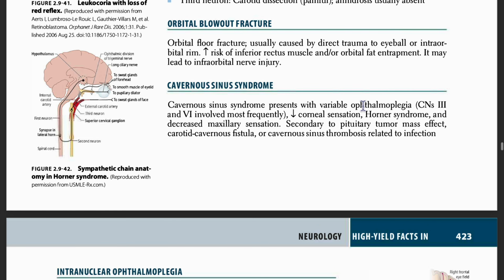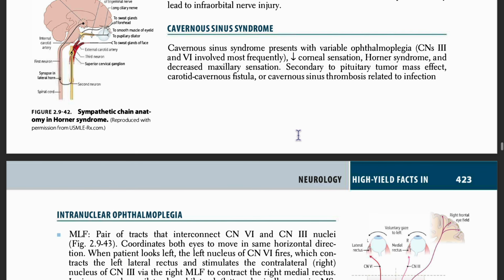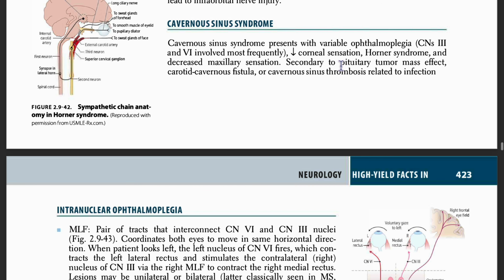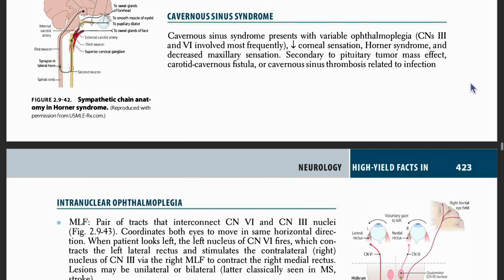So here, cavernous sinus syndrome. Cavernous sinus syndrome presents with variable ophthalmoplegia. Cranial nerves 3 and 6 are most frequently involved. Okay. And there's decreased corneal sensation, Horner syndrome, and decreased maxillary sensation. Okay. Secondary to pituitary tumor mass effect. Carotid cavernous fistula or cavernous sinus thrombosis related to infection.